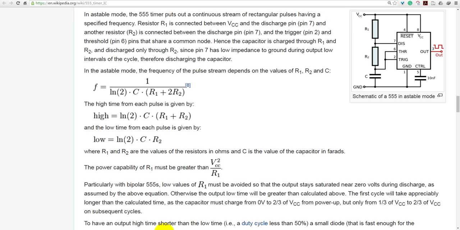Now using this formula which is mentioned here in Wikipedia, you can calculate the exact frequency and the total time period, and the duty cycle of the generated wave you can also calculate by using this formula. How can you do it? You can write ln2 into C into R1 plus 2R2. This is the total time, and the high time upon the total time will be the duty cycle. So this one upon this one will be the duty cycle.